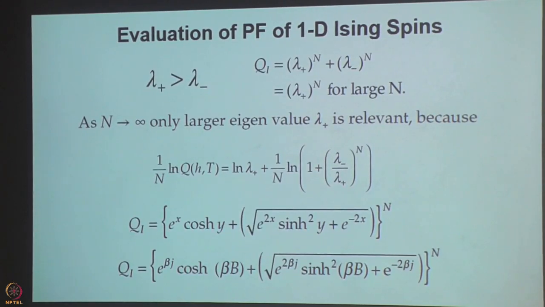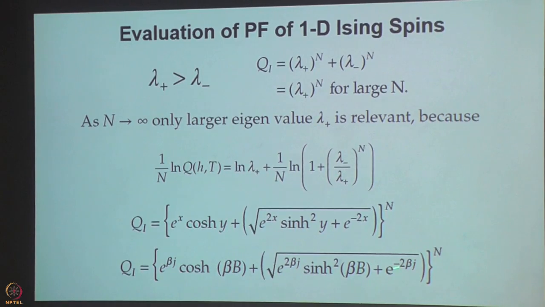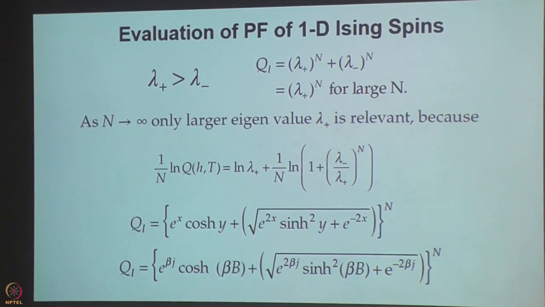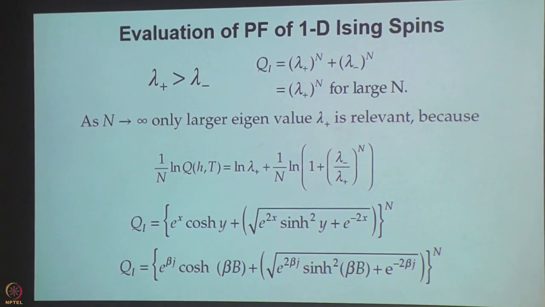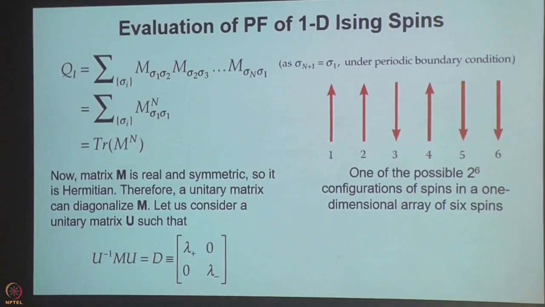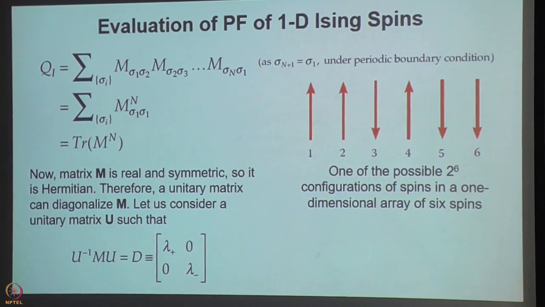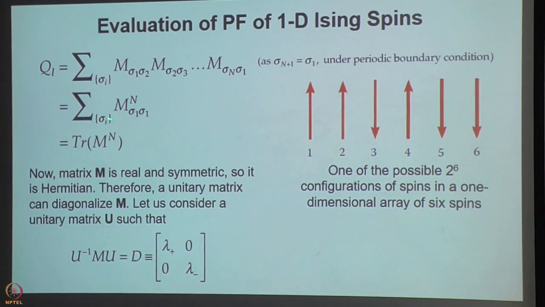But let me tell you the basic result there. The final result is this, the partition function Q Ising in the presence of the magnetic field. It is considerably more complicated, but still analytically doable. You can go through this. This analysis has to be done, and then you have to do certain steps, but it's not too difficult. It is a very similar thing to what we did in the absence of the magnetic field.